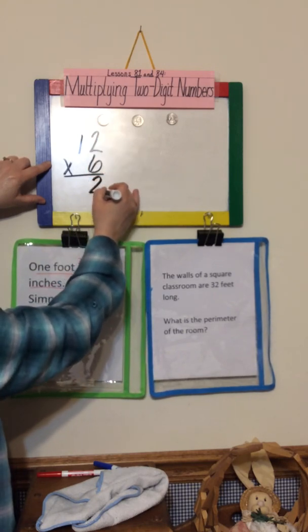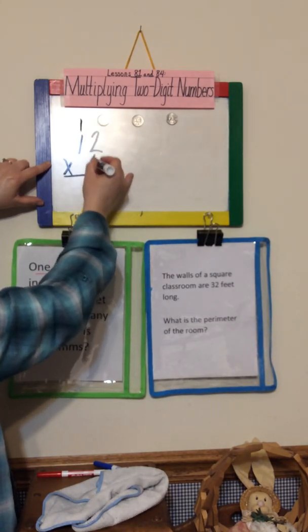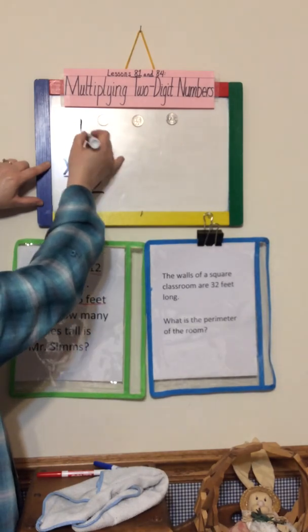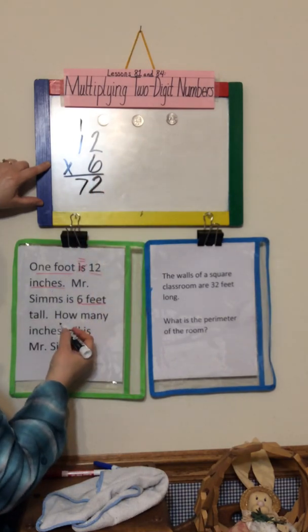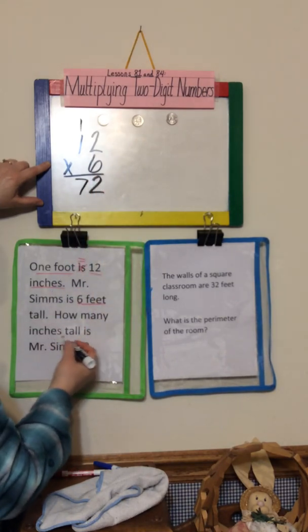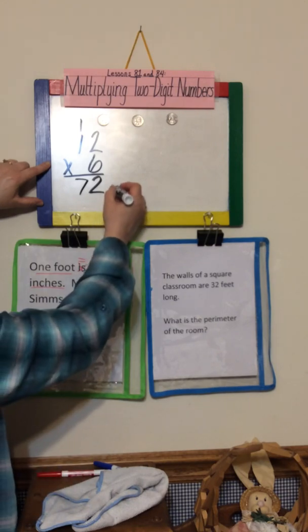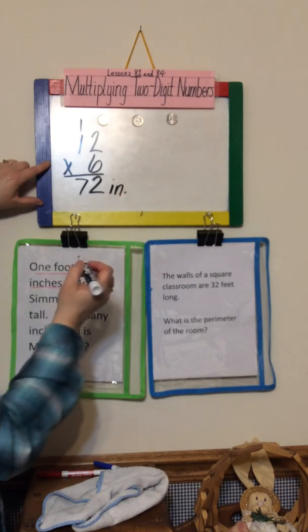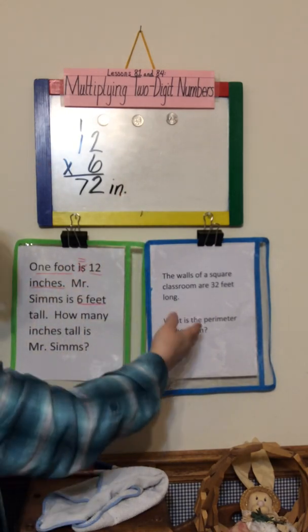We put the 2 down here because that's the ones, and the 1 above the tens. 6 times 1 is 6. Add the 1, so 6 plus 1 is 7. So our question, how many inches tall is Mr. Sims? He is 72 inches tall. Now let's look over to our next word problem.